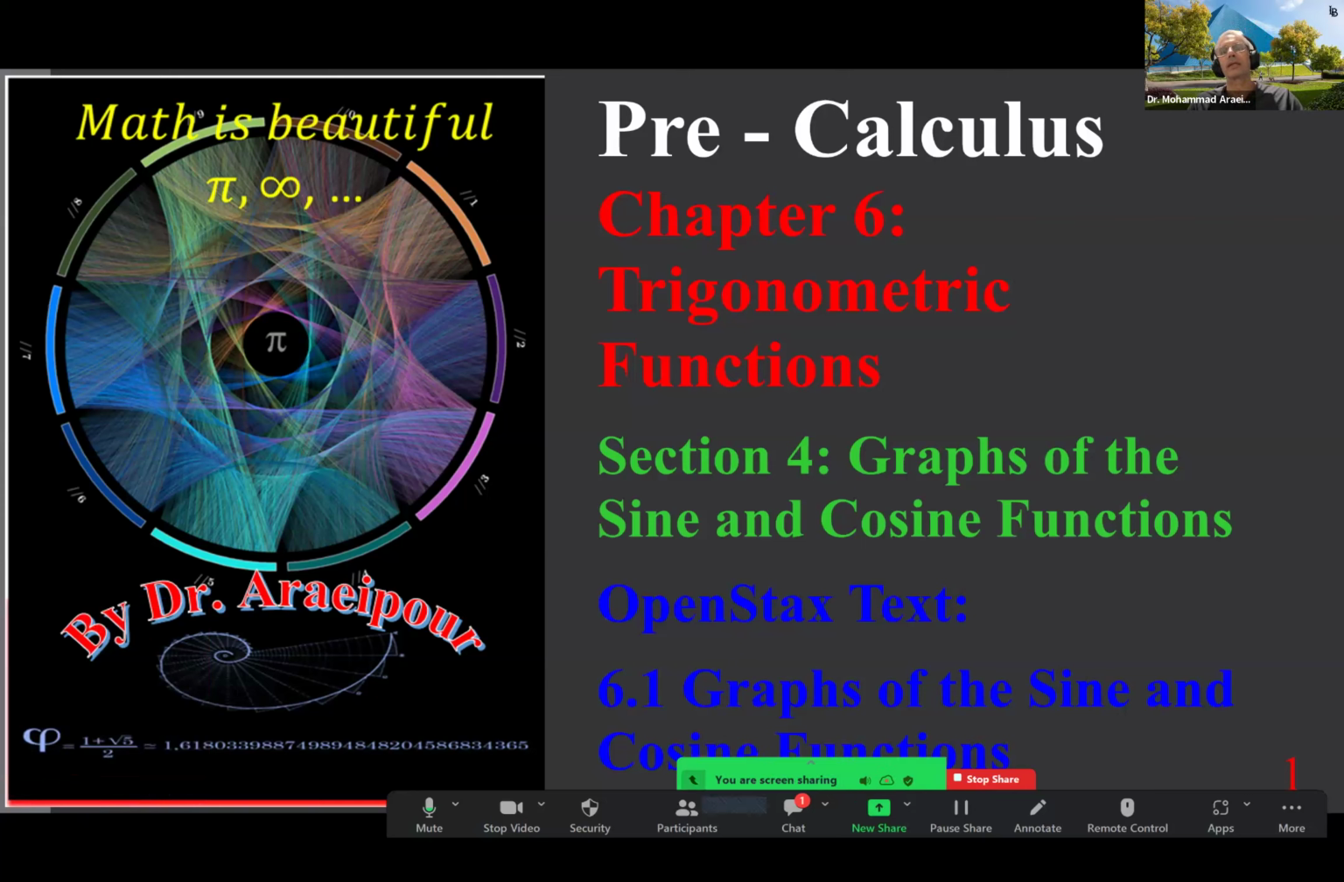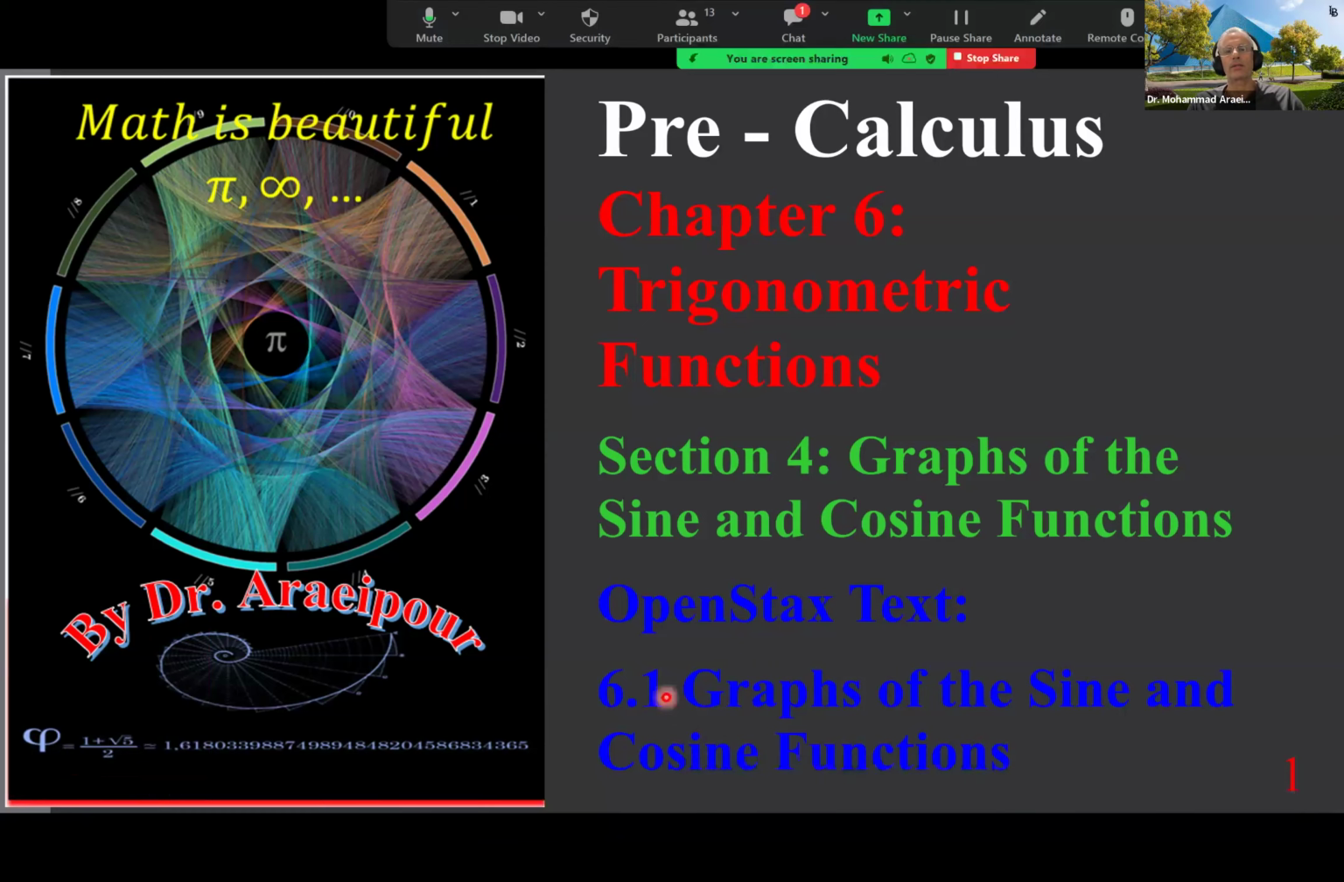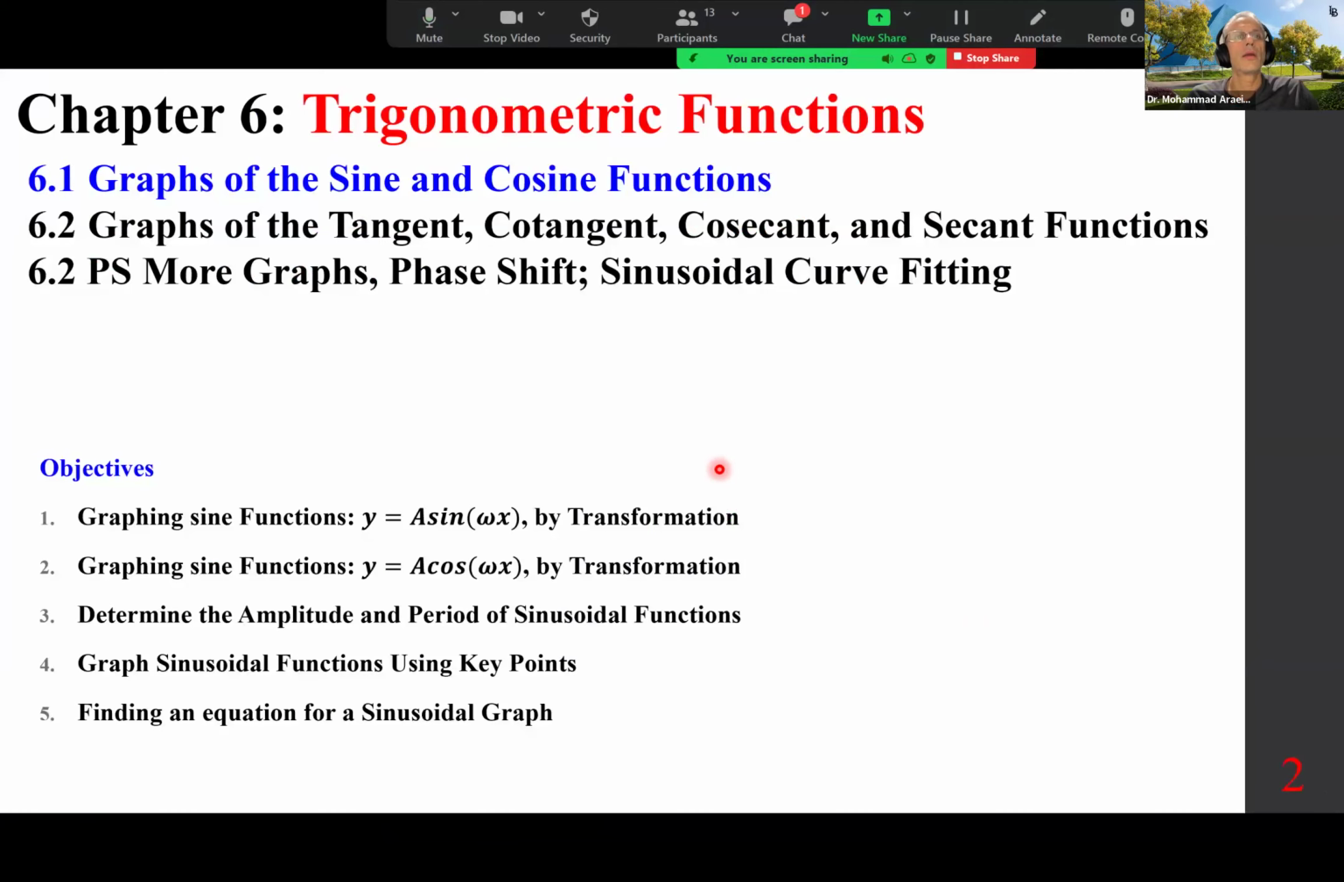Good afternoon, class. We are looking at chapter 6, trigonometric functions. And here's 6.1, graphs of the sine and cosine functions. So we are going to look at graphs of the sine and cosine function, graphs of the tangent and cotangent, cosecant and secant. PS stands for phase shift. More graphs, phase shift, sinusoidal carefully.